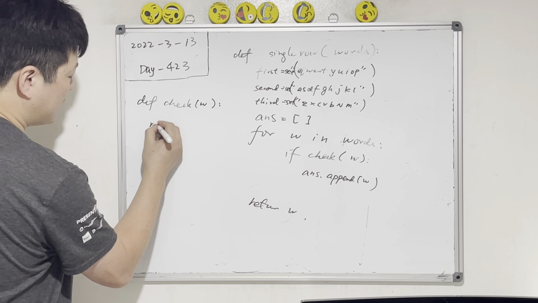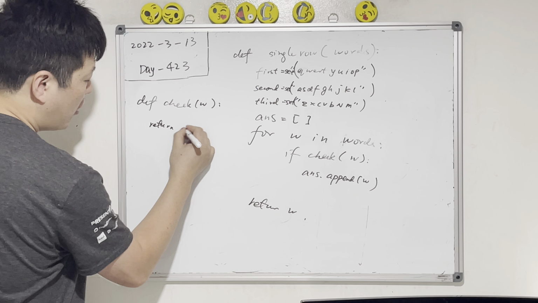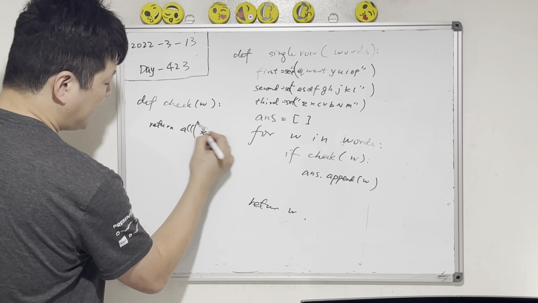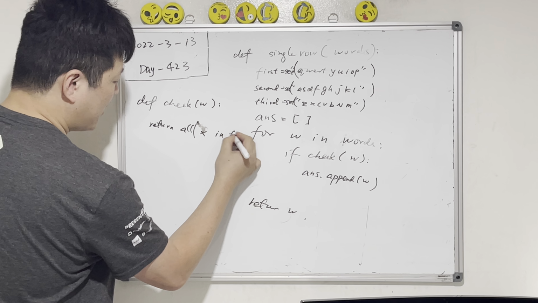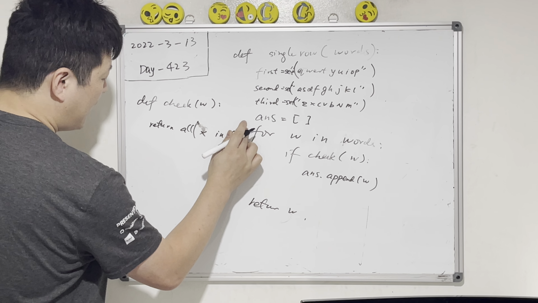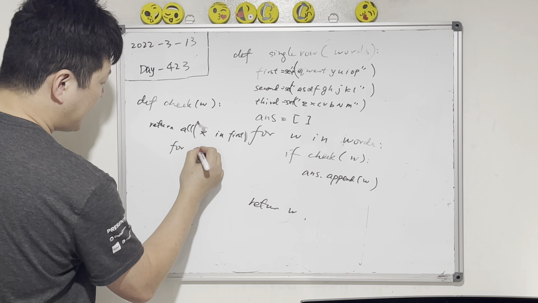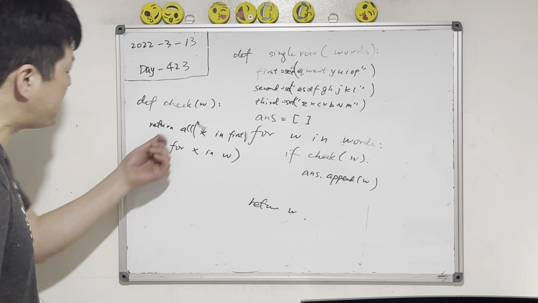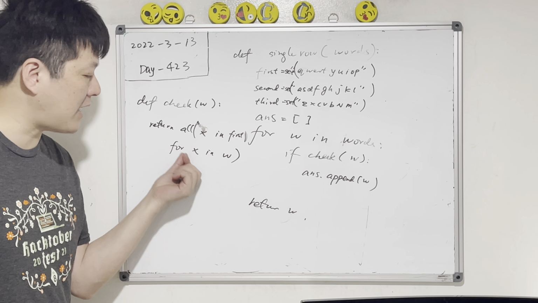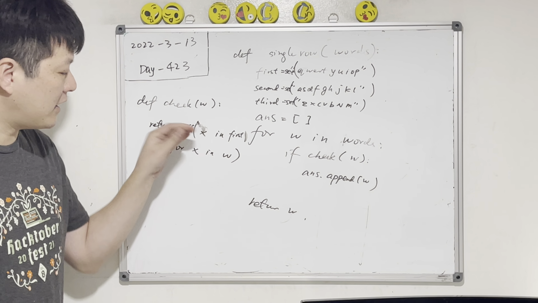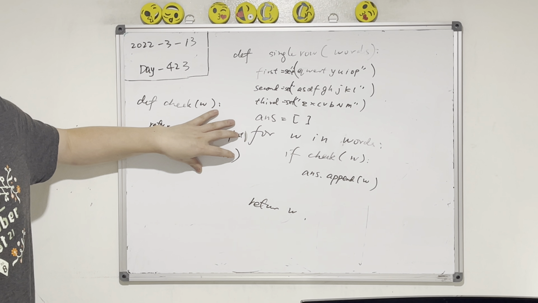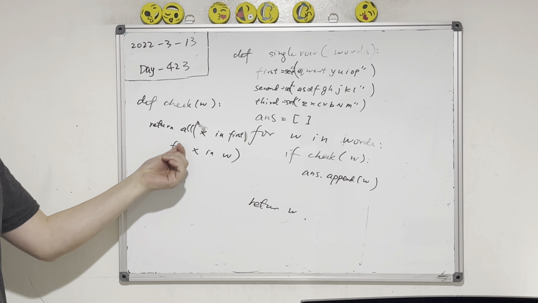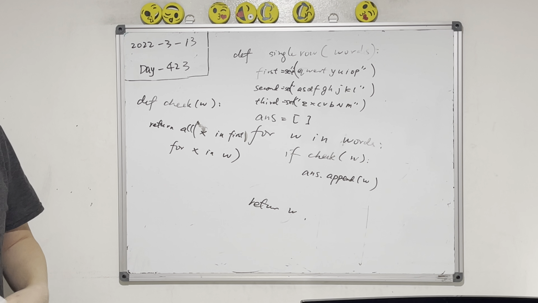We can return an all function: all x in first row for x in W, right? That means everything inside the all function needs to satisfy the condition. That means all. And what's any? There's another keyword called any. What's the difference between all and any?